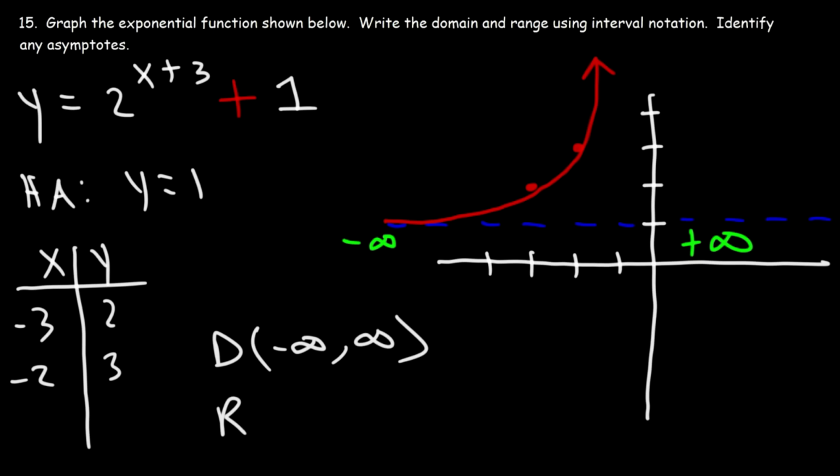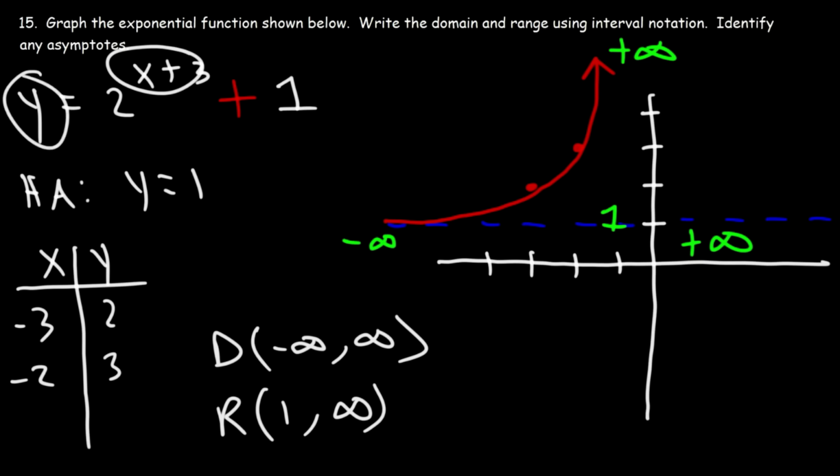So we need to analyze the graph from the bottom to the top. So the lowest y value is the horizontal asymptote, which is 1. The highest is infinity. So it goes from 1 to infinity. But notice that I do not have a bracket at 1 because the graph will never touch 1. Initially it starts just above 1, but never exactly 1. There's no x value that you can plug in that will make y exactly equal to 1. You can get close to 1, but it's not going to touch 1. So we need a parenthesis and not a bracket at 1.